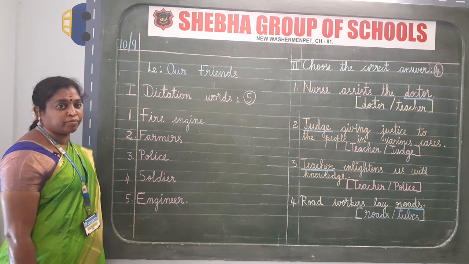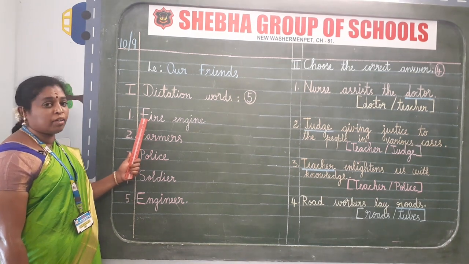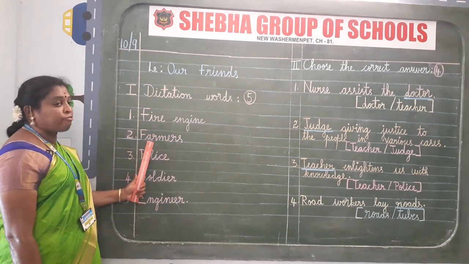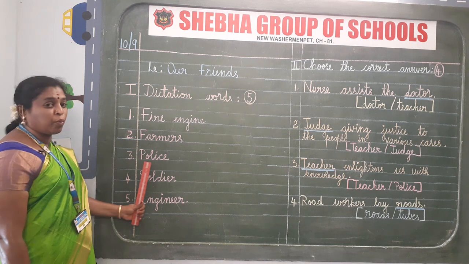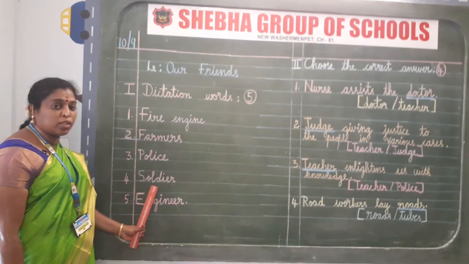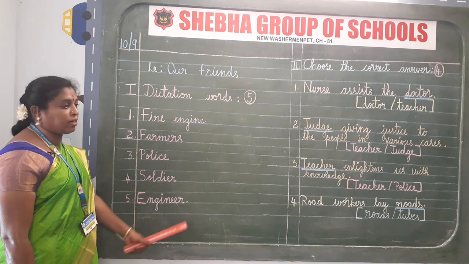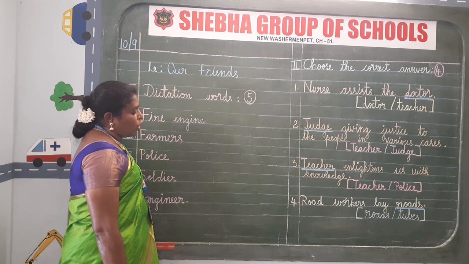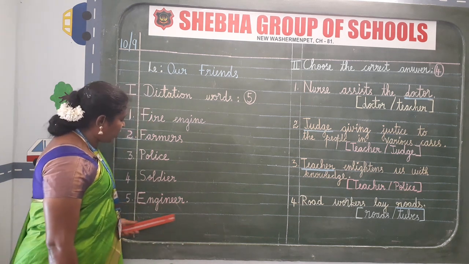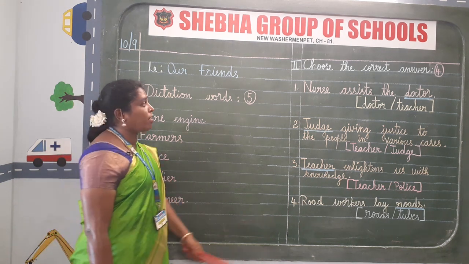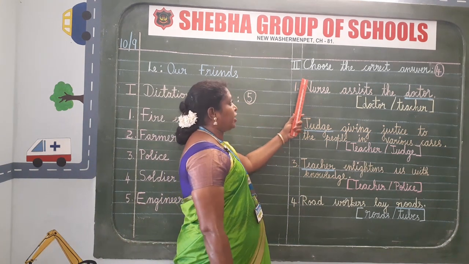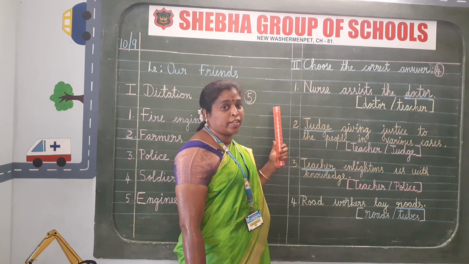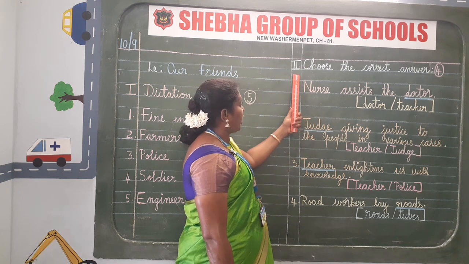Okay, children, now I am going to read out the words once again. Number one, fire engine. Number two, farmers. Number three, police. Number four, soldier. Number five, engineer. Students, after finishing the first Roman letter, you have to draw a line with the scale and pencil and start writing the second Roman letter. If you have space in the page, you can write there, or else you have to take a new page and start writing the second Roman letter.